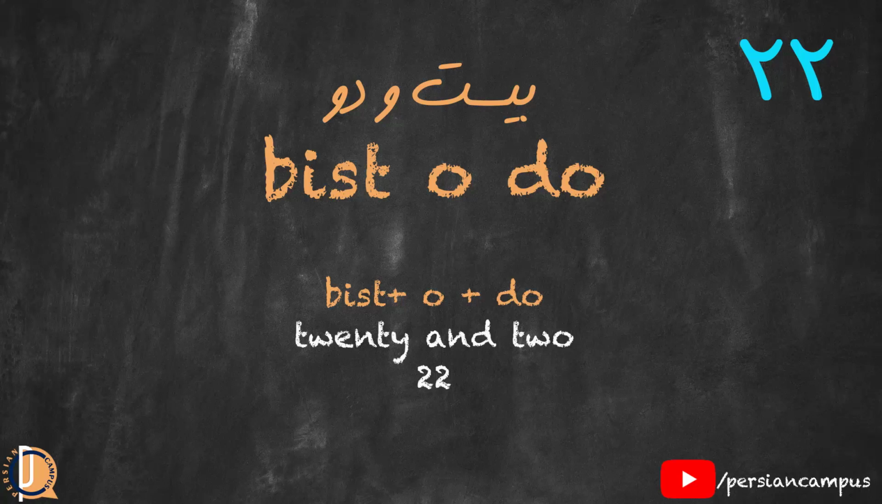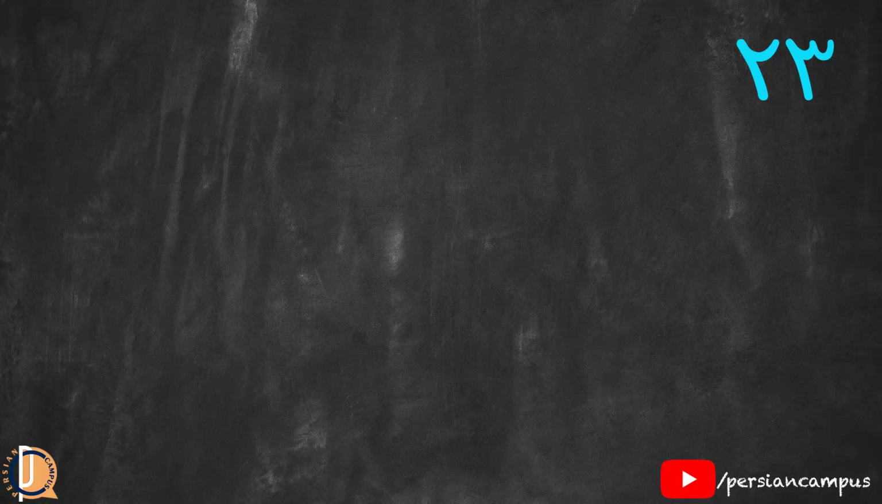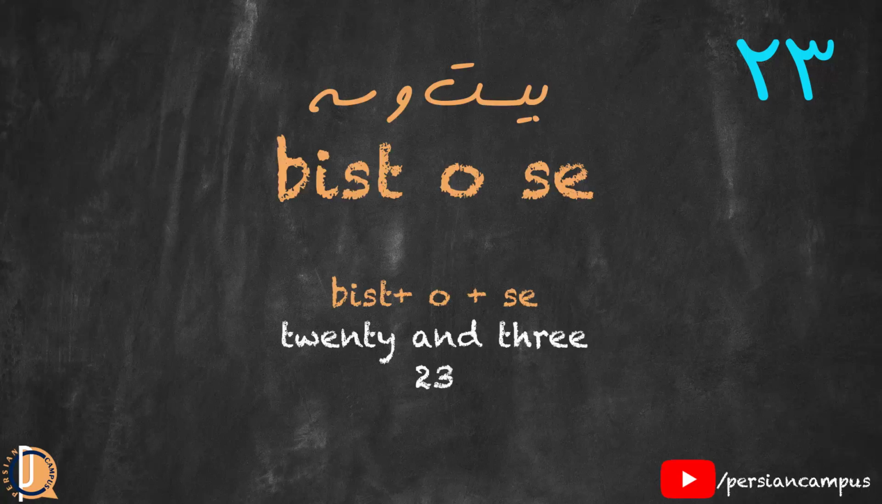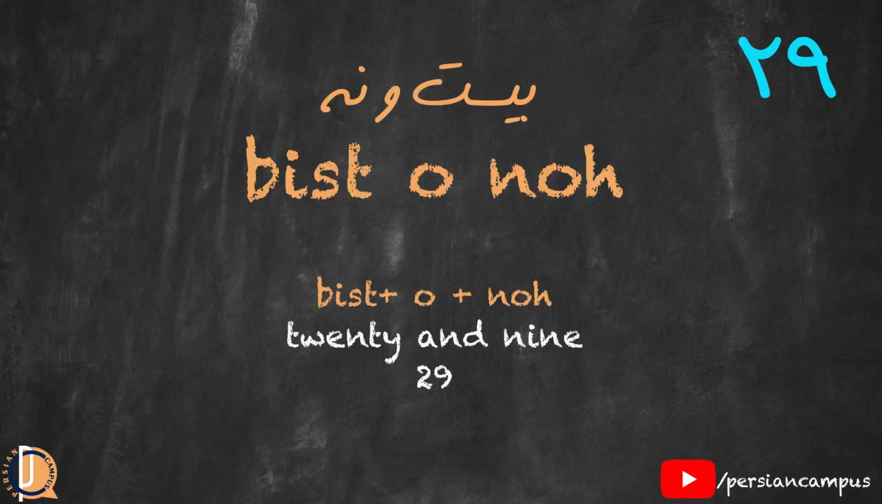We use the same structure to make the following numbers before 30. Let's see. 22. You might have guessed how we can make 23. That is 23. We continue the same form to 29. How do you make it? 29. Pay attention that the stress is on the second number.